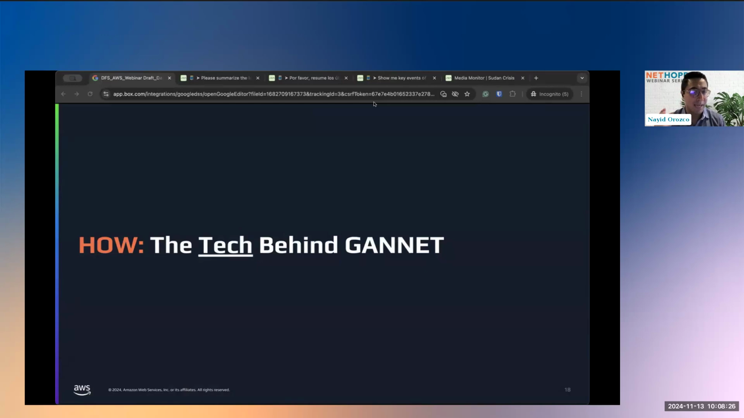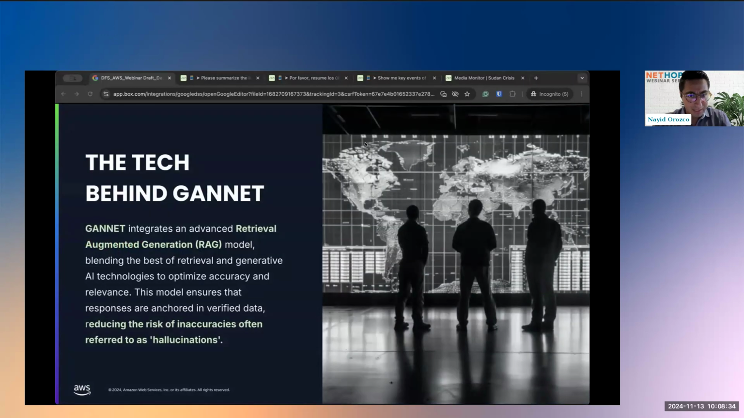Okay. Very quickly, and being conscious of time, maybe you might be wondering how exactly we are making this possible. What's happening behind the scenes to transform this amount of data into actionable insights? So let me take you through what happens behind the scenes. At its core, GANNET integrates what is called an advanced retrieval augmented generation model, known as RAG. Think of it as combining the best of two worlds: the ability to retrieve verified, accurate information from trusted sources, and on the other end, the power to generate clear, contextual insights from that information.